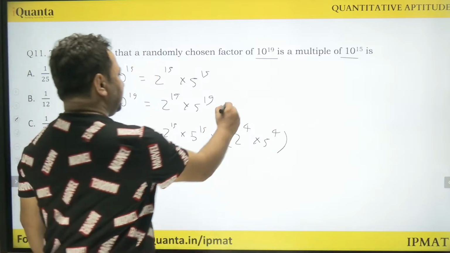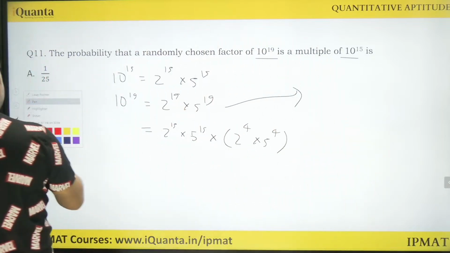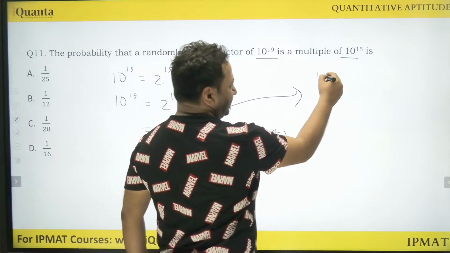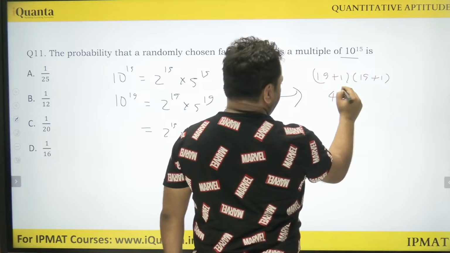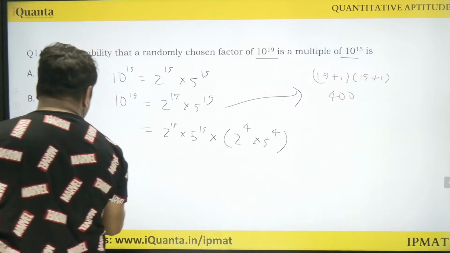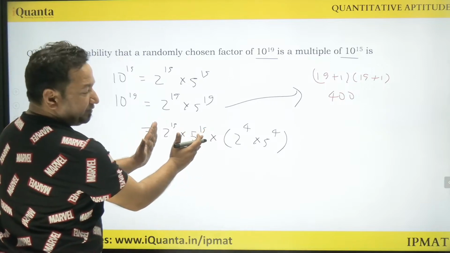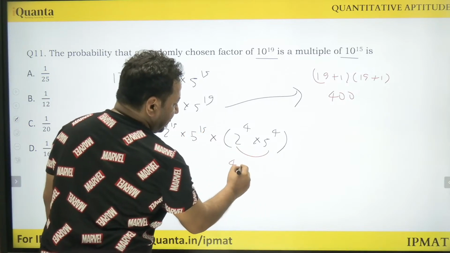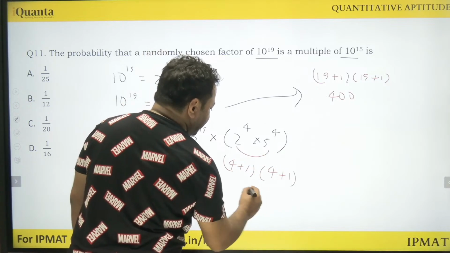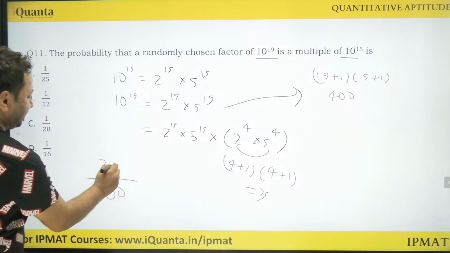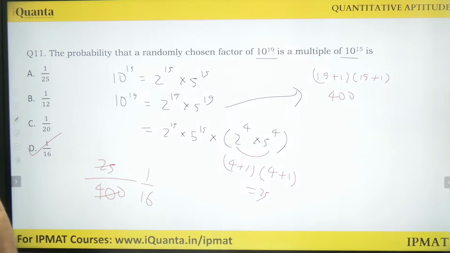So overall, this has how many factors? How to find the number of factors? Just add 1 to the powers and multiply them. 19 plus 1 multiplied by 19 plus 1. That is 20 into 20. 400 total possibilities are there. I'll add 400 here. And how many favorable outcomes? I've taken 10 to the power 15 common. Here I can have how many? 4 plus 1, adding 1 to the power and multiplying them. 5 into 5 is 25. So 25 by 400 is going to be the answer. 1 by 16. Option D.